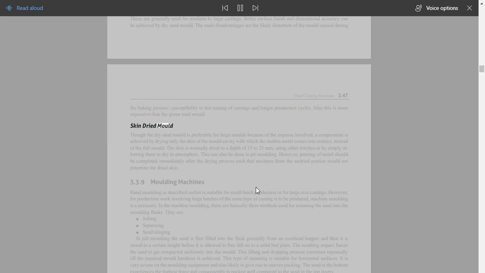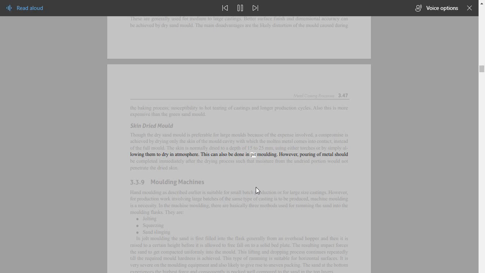Skin-dried mold. Though the dry sand mold is preferable for large molds, because of the expense involved, a compromise is achieved by drying only the skin of the mold cavity with which the molten metal comes into contact, instead of the full mold. The skin is normally dried to a depth of 15 to 25 millimeters, using either torches or by simply allowing them to dry in atmosphere.